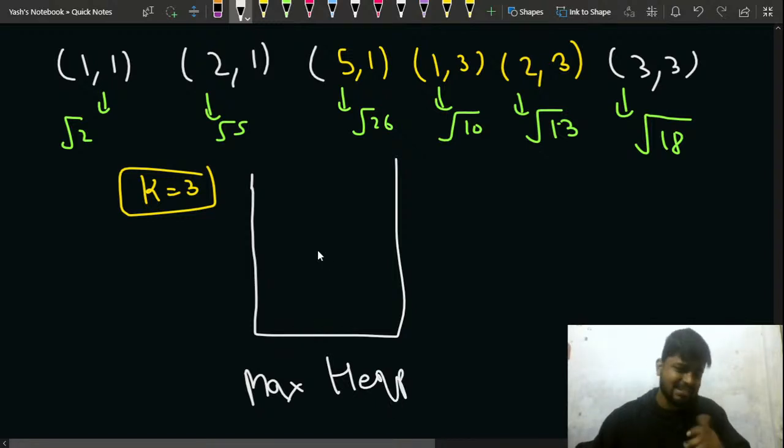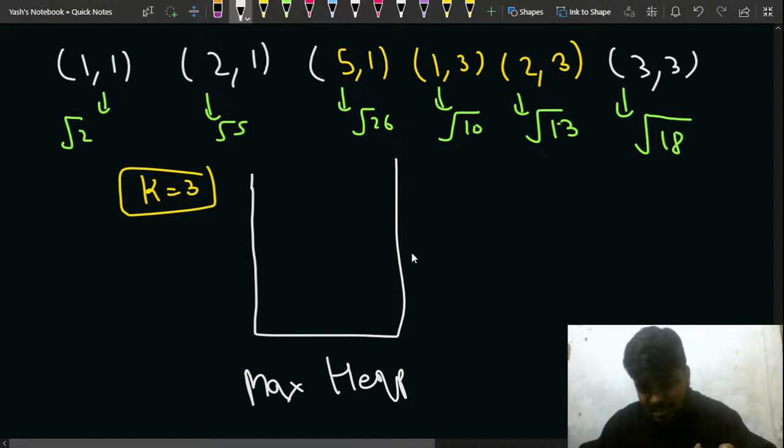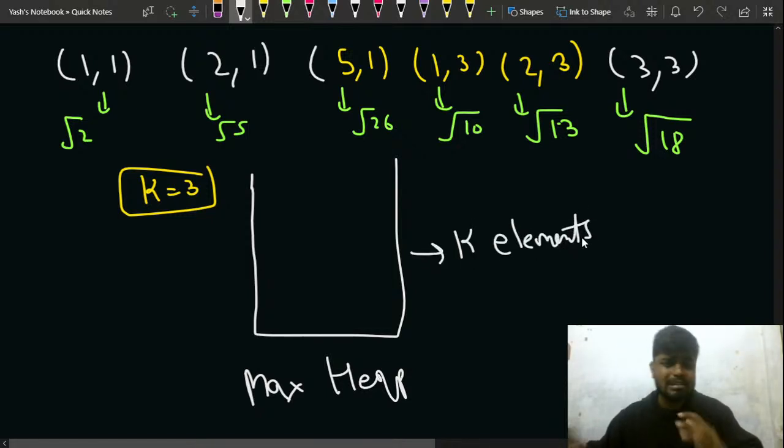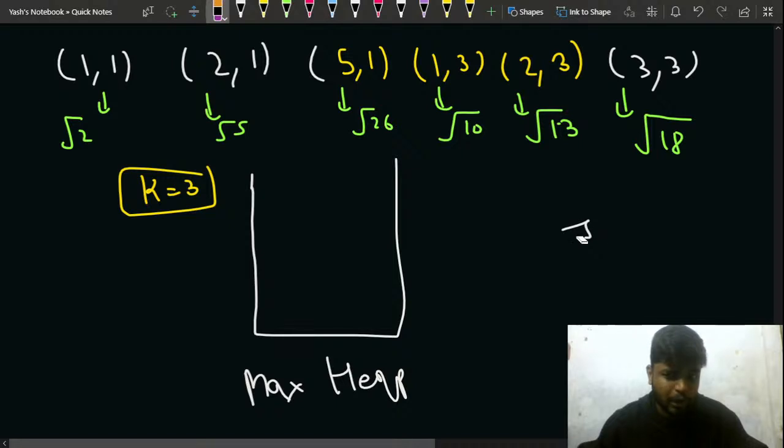So what I'll do is I'll insert only k elements in it. Every time not more than k elements should be there in the priority queue in this max heap, and whenever the number of elements is greater than k, I'll pop those elements out. So what does that mean? Not more than k elements at a particular point of time should be there.